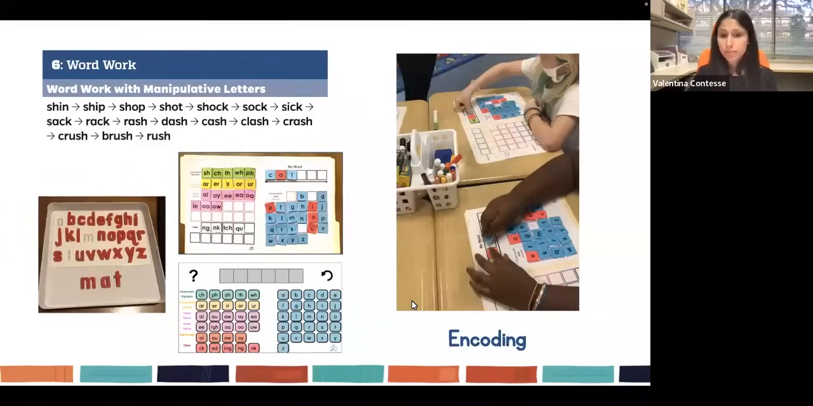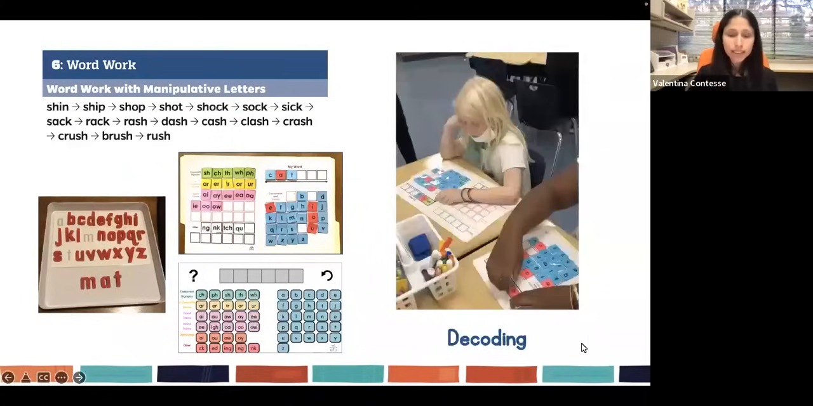So this is just manipulative tiles that are used with Velcro. So that's just one type of material that can be used for this step. And in this quick other video, you'll see students now decoding a word, so reading a word that they have built.